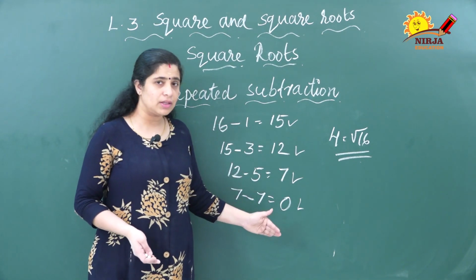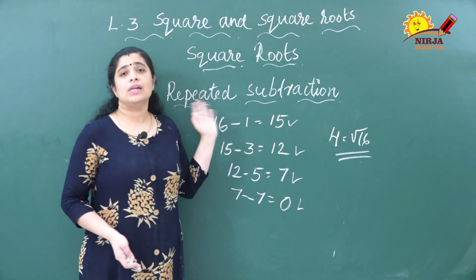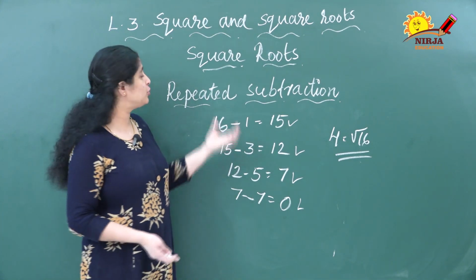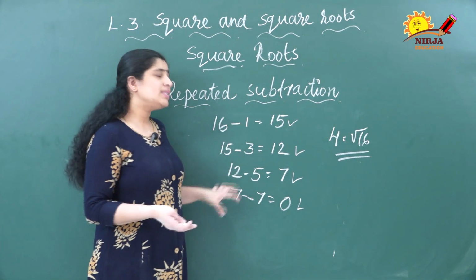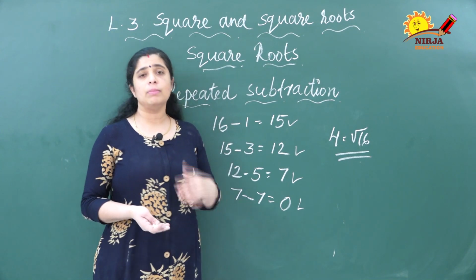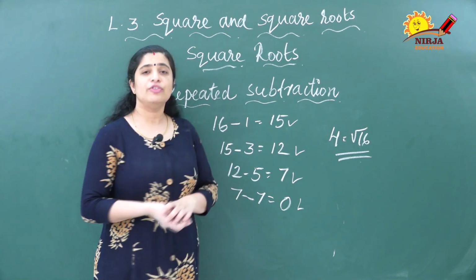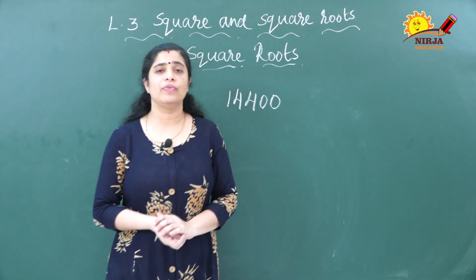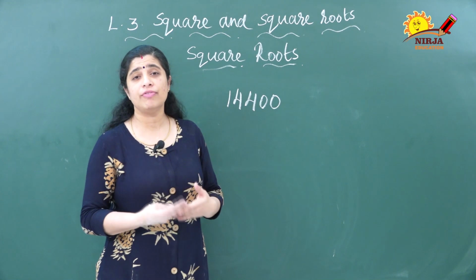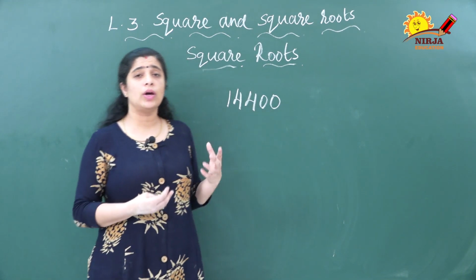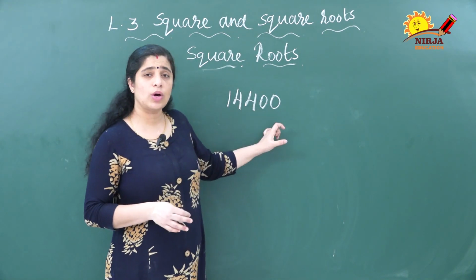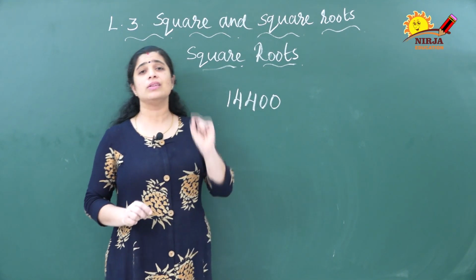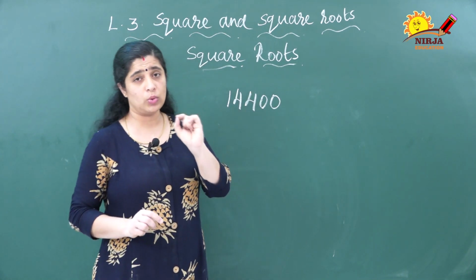This is a lengthy method, because, like the previous case, if we are getting 1296 it will be very difficult for you to do the repeated subtraction. This can be done for smaller numbers, but for higher numbers this will be a difficult method. So we have discussed two methods to find the square root of a number. Now we will see how we can find the number of digits in the square root of a number. Suppose this is the square of a number. We are not going to find this square root, only the number of digits in it.